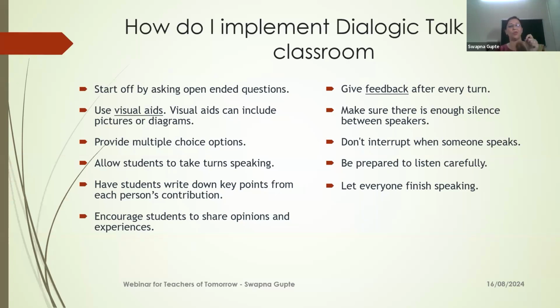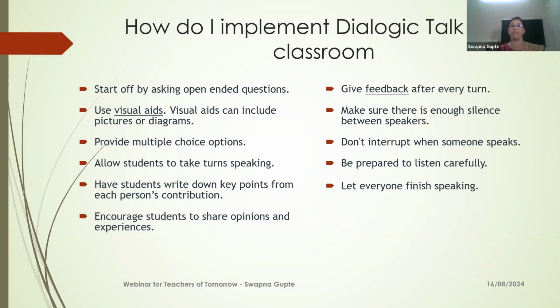Allow students to take turns speaking. You will definitely have those one or two who will continuously want to speak. So you will have to ensure that you give the control to each one in a shared manner. Have students write down key points from each person's contribution. That will improve their active listening. Encourage students to share opinions and experiences. You will have to now motivate them to give their opinions.